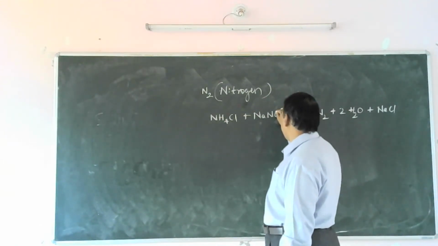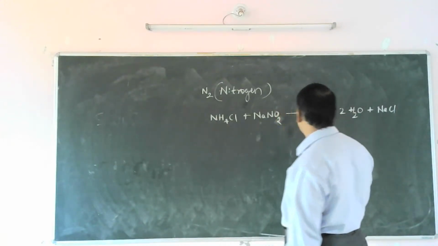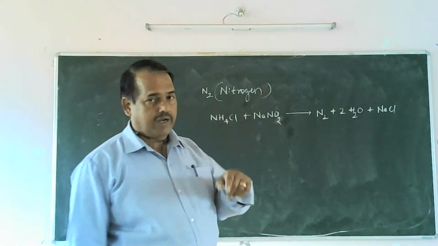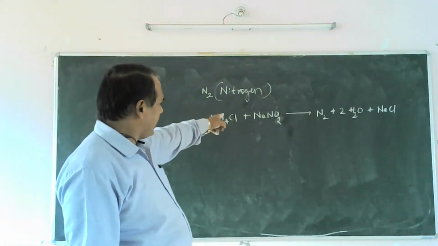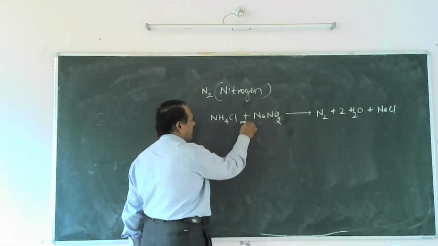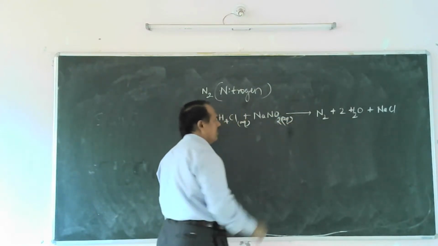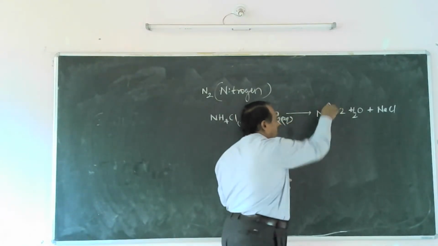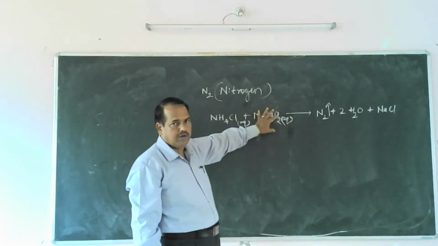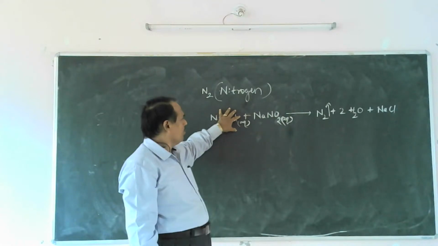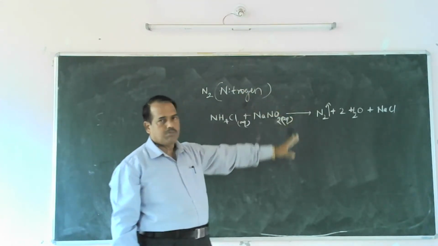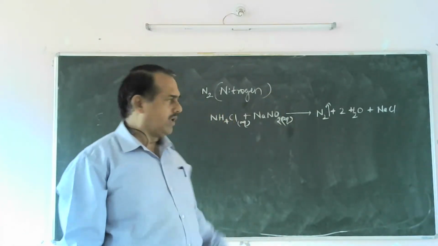So here it is sodium nitrite, NaNO2, not NO3. Nitrate is NO3, nitrite is NO2. Sodium nitrite reacts with aqueous ammonium chloride and you will get nitrogen gas. So how is dinitrogen gas prepared? It is prepared by the reaction between aqueous ammonium chloride and sodium nitrite to form nitrogen gas. Simple equation.